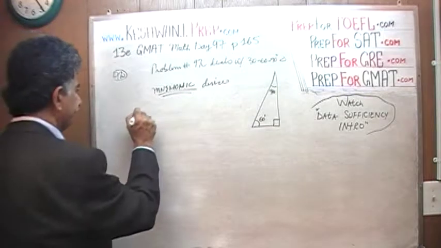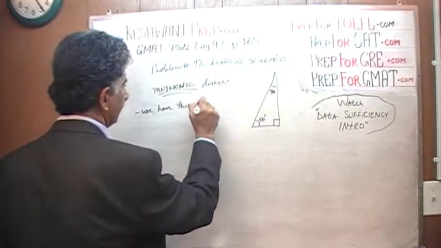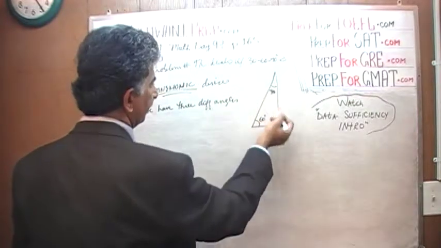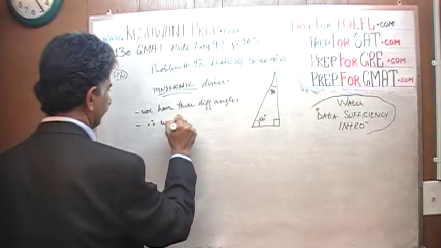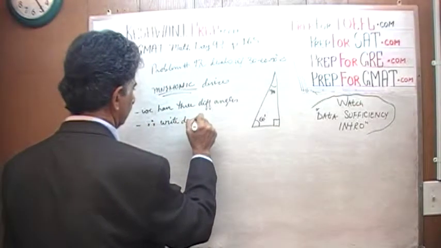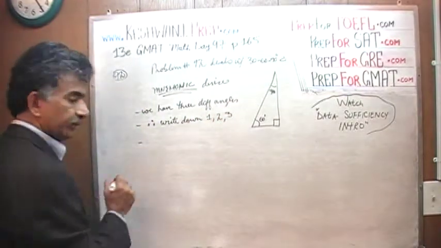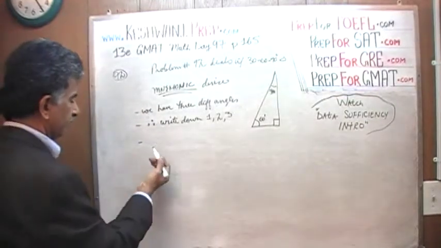We have 3 different angles, 30, 60 and 90. Therefore, write down 1, 2, 3. Step number 3. That's the first step. We have 3 different angles. Step number 2. Write down 1, 2, 3. Step number 3.